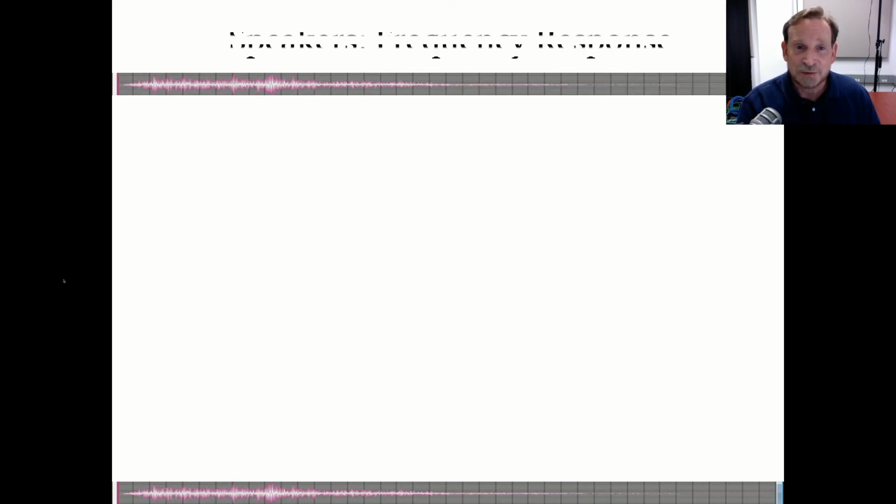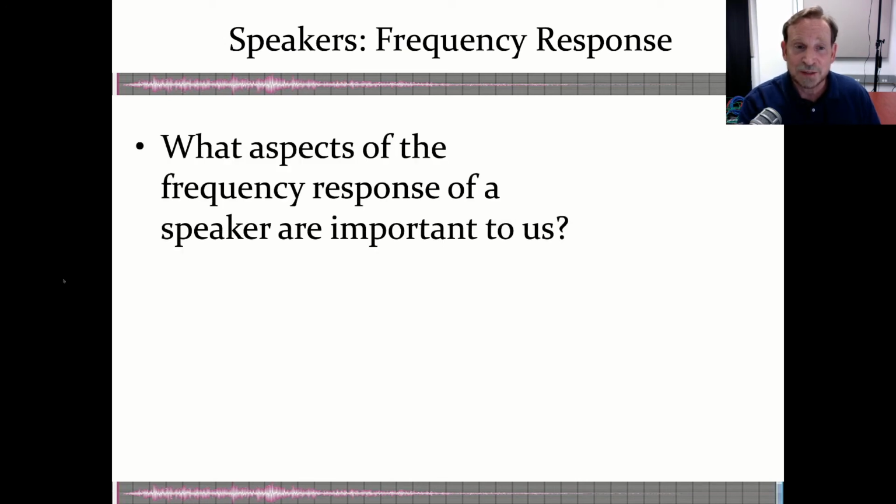So that's our crossover network, and it is giving us an idea of how we are reproducing the full range of frequencies from 20 to 20K using our speakers. So we are interested, just as we were with a microphone, trying to understand how the microphone reproduces signals from 20 to 20K. We have the same kind of concern about speakers or monitor systems.